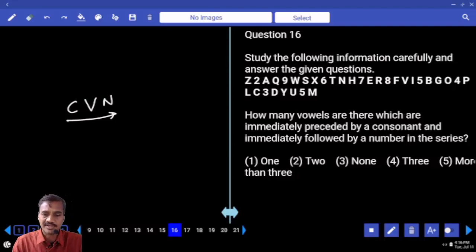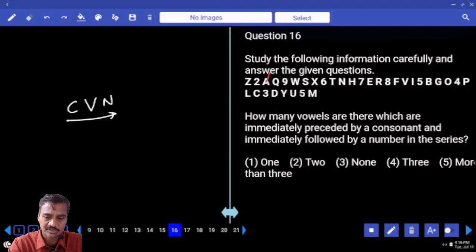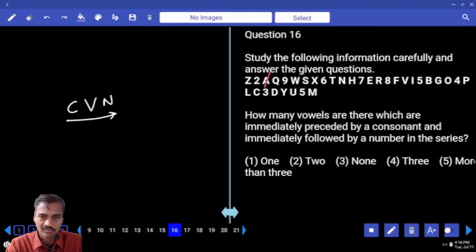Consonant, vowel and a number. Now first we need to focus on this one. Vowel. Vowel must be at the center, because consonants are more in number. ఎక్కువ ఉన్నాయి. అందుకు తక్కువ ఉన్నది ఏముంది? Vowel. And we are starting with a vowel.